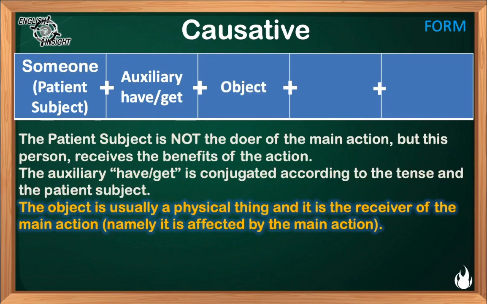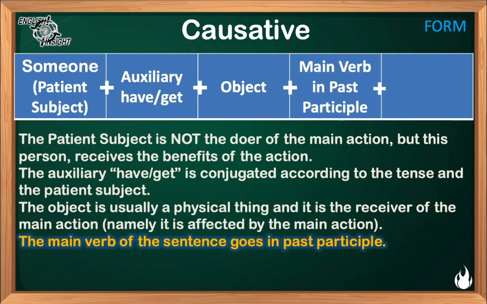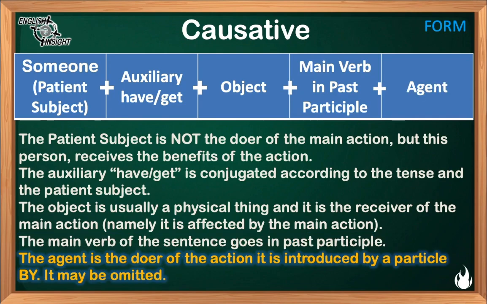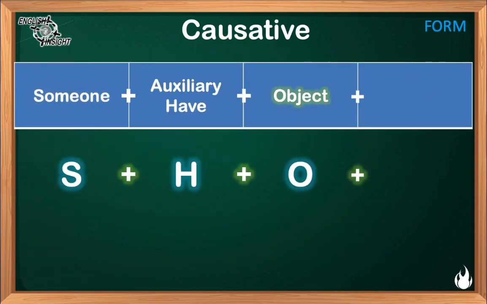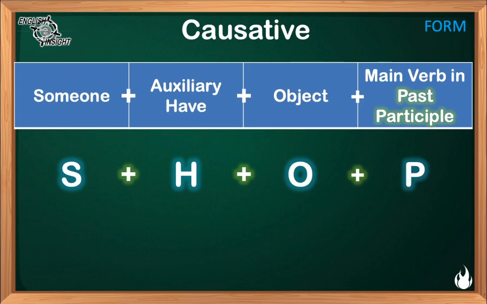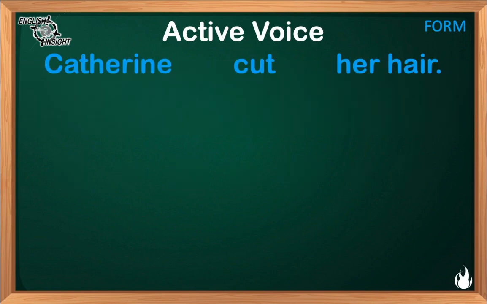The object is usually a physical thing, and it is the receiver of the main action, namely, it is affected by the main action. Then, the main verb should be conjugated in past participle. Finally, the agent, which is the doer of the action, is introduced by the particle by. It may be omitted. So the structure is someone, the auxiliary have or get, the object, and the main verb conjugated in past participle. Let's analyze the form with the next example.